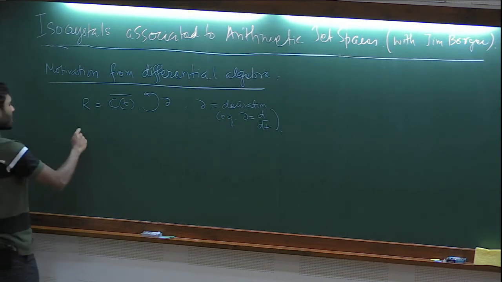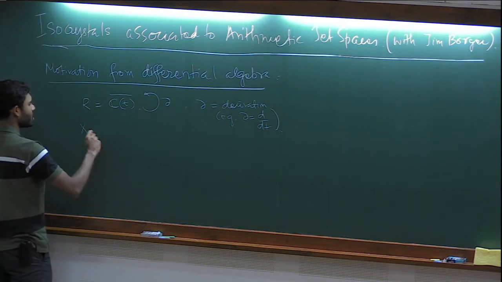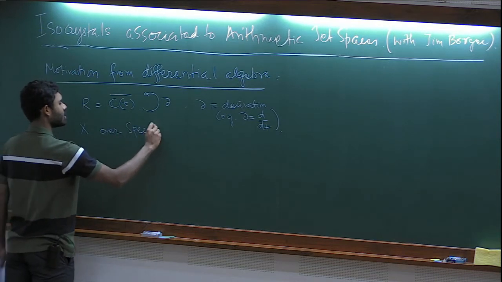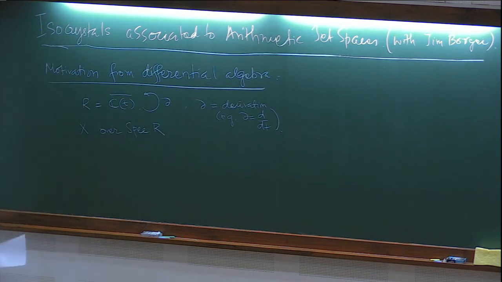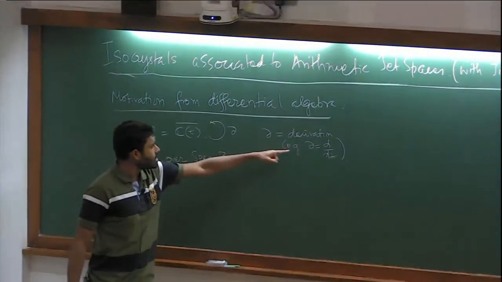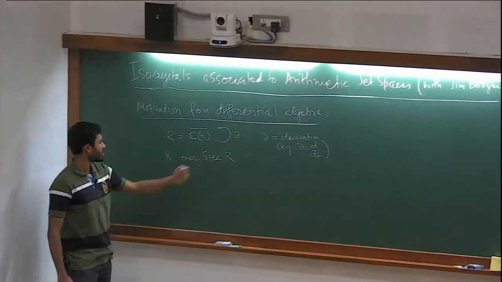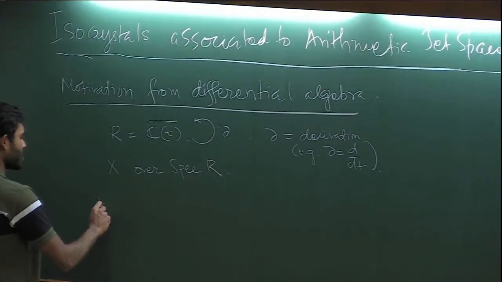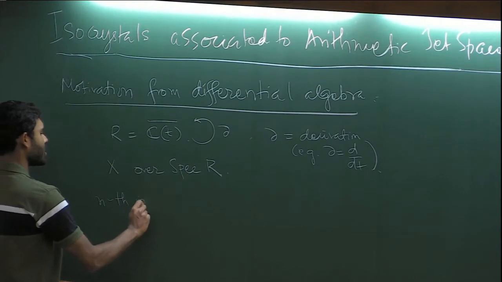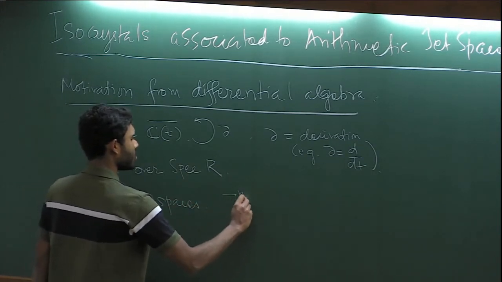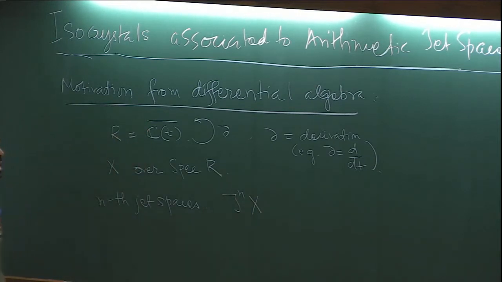And suppose you have X, say, a scheme over Spec of R. Given this base data, this field with a derivation, and a scheme over that, there is a functorial way to associate what are known as jet spaces. So this is the nth jet space. That's again a scheme.